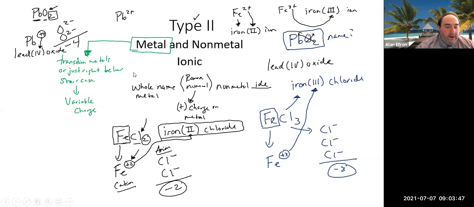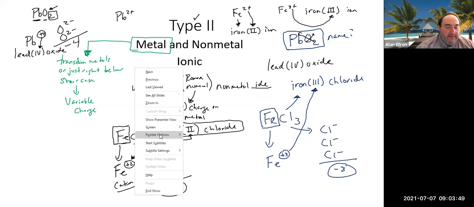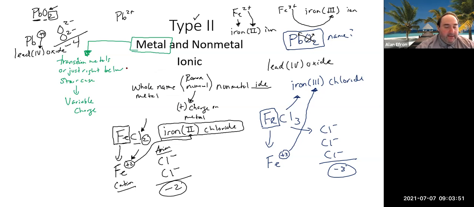Let me go over it one more time just to make sure we're on the same page. With this PbO2, as I was saying before, we want to dissect it, and dissecting it tells us that we have 2 oxygens that have a -2 charge each, and that gives us a -4 charge, and that is really how we get the lead to have a +4 charge in this particular case.